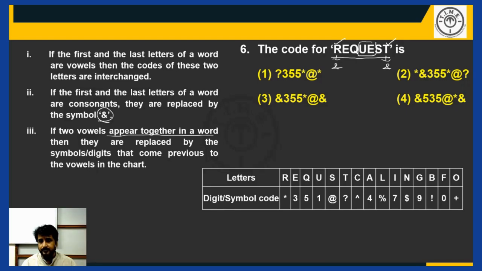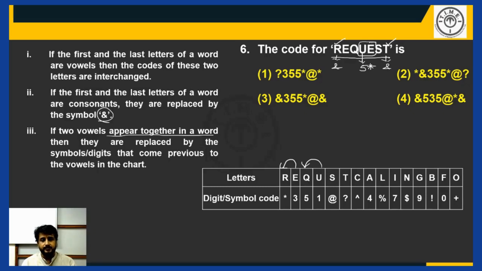U and E appeared consecutively together. Two vowels appeared together in a word. Then how are they coded? They are coded with their previous letters. What is the previous letter of U? Q. So what is the Q code? 5. So the U code is 5. Next, E. What is the previous letter of E? R. So E is coded as star.